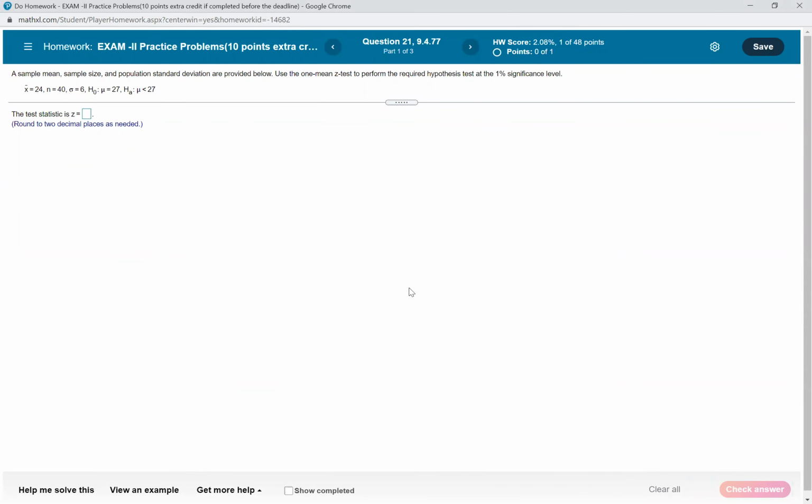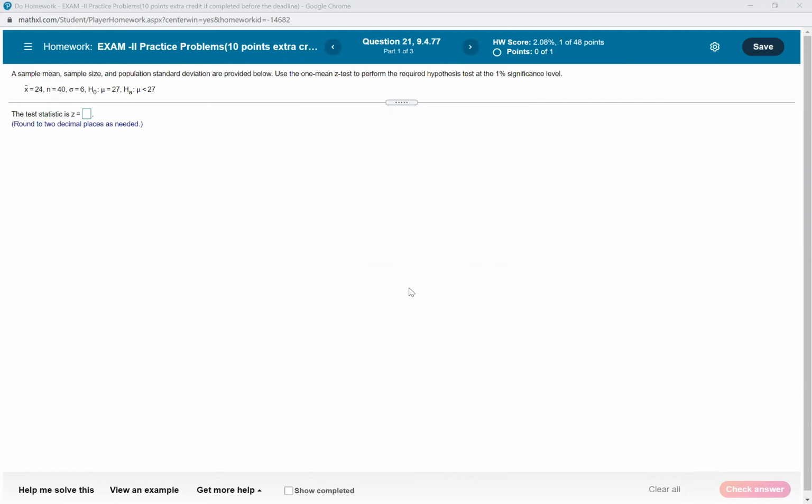Yeah, next problem is a sample mean and sample size. So we are given the sample mean, sample size, and population standard deviation provided below. Use the one mean z-test to perform the required hypothesis test at 1% level of significance.